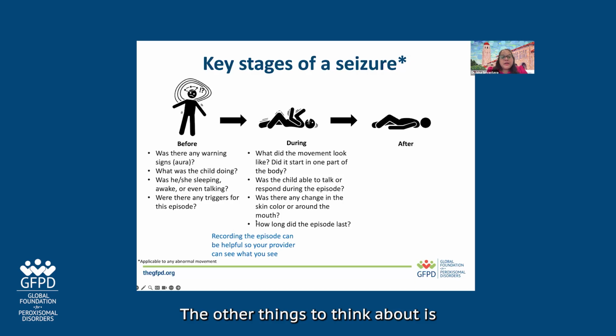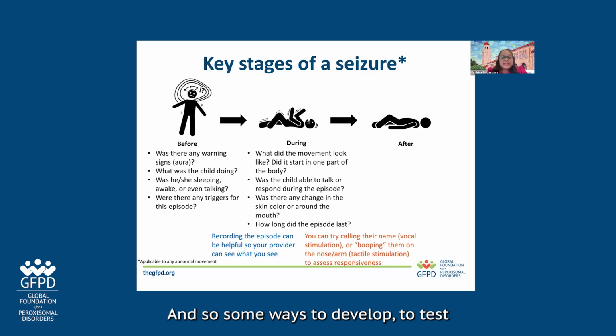The other things to think about: was there any color change? Did they become pale? Did they become dusky around the mouth or in their hands? And were they able to talk, or were they completely unresponsive? Some ways to test responsiveness are by calling their name. Did they turn or respond when their name was called? That's called vocal stimulation. Or when you gently touch the part of their body that was moving, or touch their feet, did they respond or change their movement?